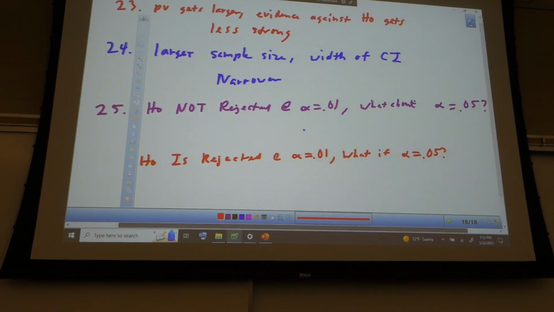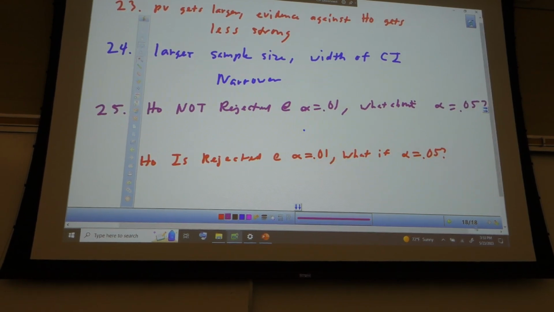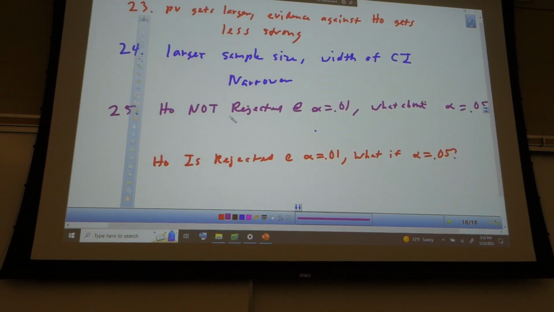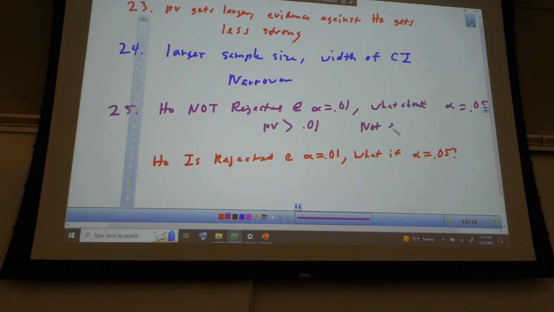Okay, so what was your answer to this one? So here's what I would do. If H naught's not rejected at alpha 0.01, I'd write down my p-value, and I'd write down 0.01 and figure out which one's greater. If it's not rejected, which one's bigger? The p-value. Okay, so then what does that tell me about the p-value compared to 0.05? If the p-value is larger than 0.01, what does it tell me about the p-value compared to 0.05? Not enough information. Does everyone kind of follow that?